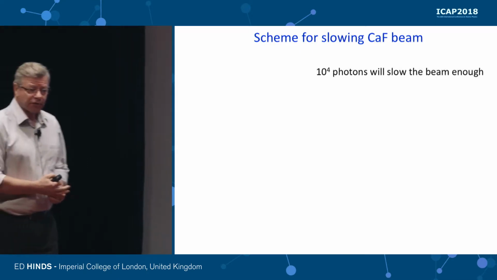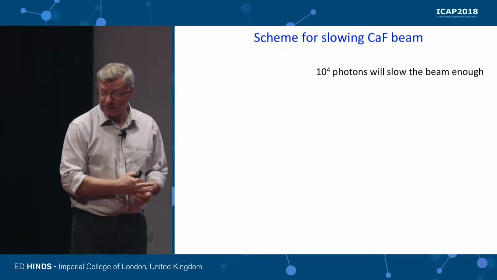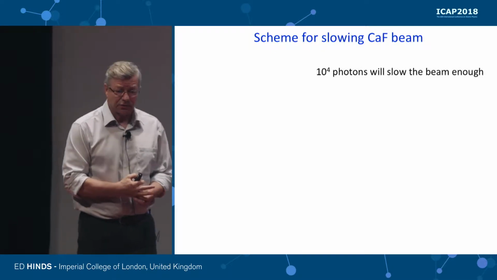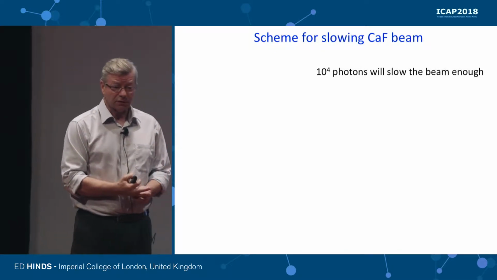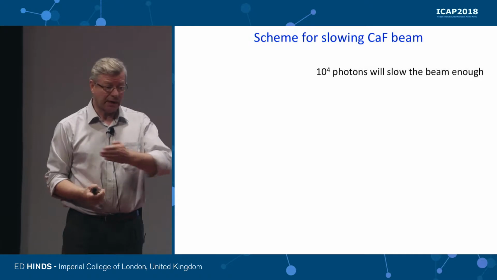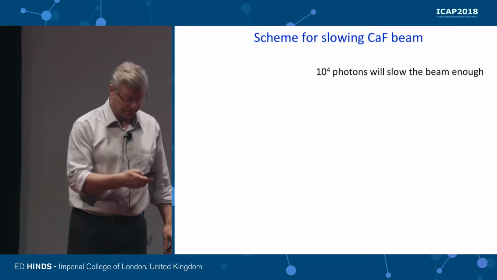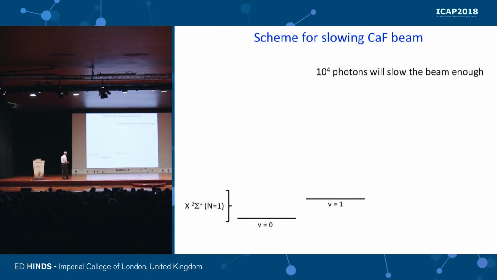How can you slow calcium fluoride? By scattering light. It's an easy calculation to see that you need about 10^4 photons, 10^4 ħk, to take out the forward momentum of the beam. So here's the electronic ground state of the molecule, labeled by X. It's a doublet sigma molecule, and we're interested in using the N=1 state, that is to say, the state with 1 unit of rotational angular momentum. And it also has vibrational levels. I just draw the first 2 here.